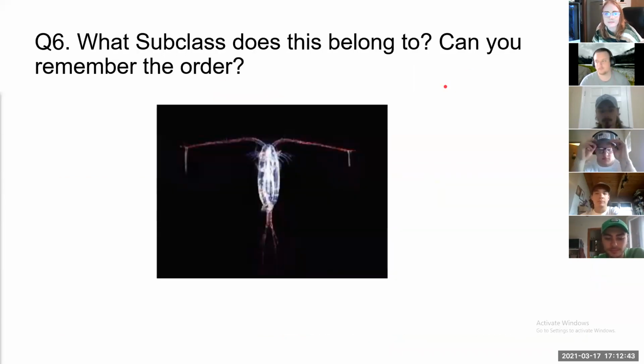So what subclass does this belong to? And just call out the order if you can remember it. Copepoda. Calanoida. Oh no, Copepoda is the subclass. Calanoida is the order. Yes. And the way we know that is because of the really, really long antenna. We can see it coming.